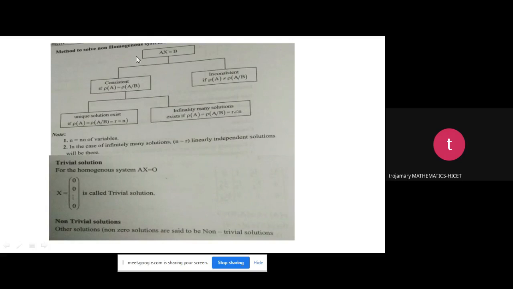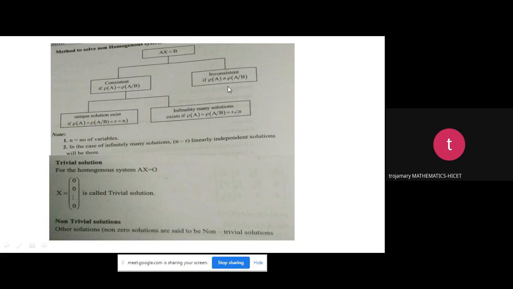Next, the method to solve a non-homogeneous equation. For Ax = b, there are two types, consistent and inconsistent. Consistent means rank of A equals rank of [A|b]. Similarly, inconsistent means rank of A is not equal to rank of [A|b]. A unique solution exists if rank of A equals rank of [A|b] equals n. If rank of A equals rank of [A|b] which is less than n, there are infinitely many solutions. Inconsistent means rank of A is not equal to rank of [A|b].